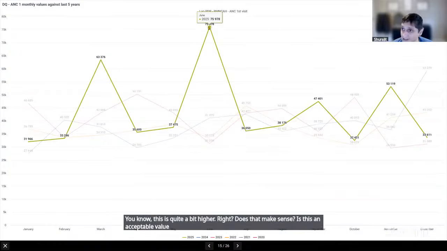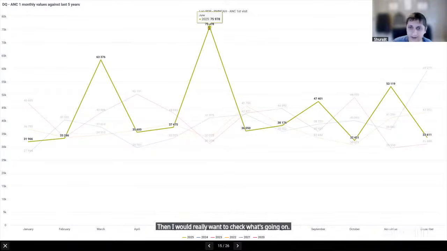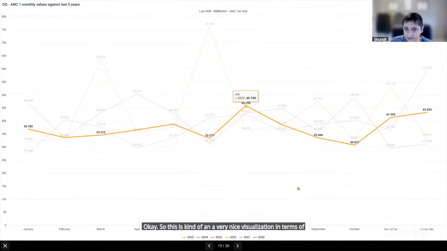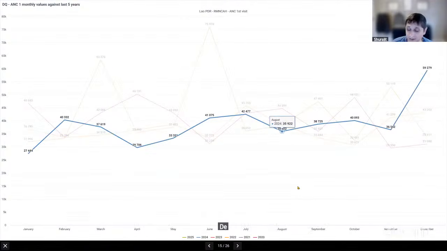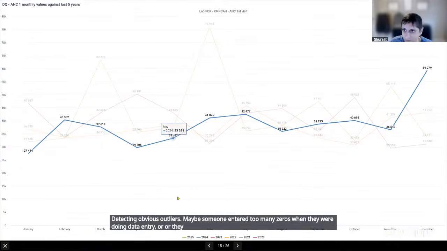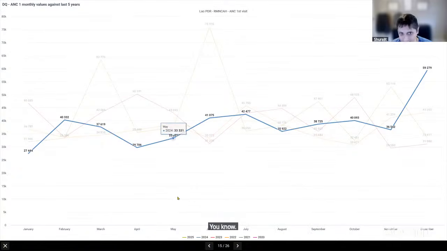When I look at my ANC1 coverage, it's going to be quite high for this particular month and even for the year because I have this potential outlier present in my data. Then I would really want to check what's going on. Okay. So this is a very nice visualization for detecting obvious outliers. Maybe someone entered too many zeros when they were doing data entry, or they just made a data entry mistake.